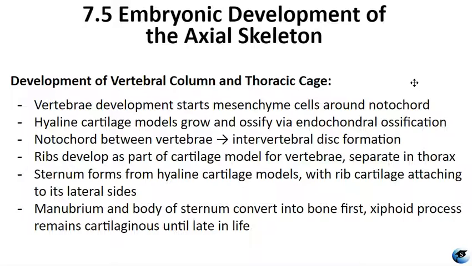While this is happening, the notochord stays in between the developing vertebrae, helping to create the intervertebral discs. Ribs initially grow as part of the cartilage model for each vertebra, but as they develop, they separate and take their place in the chest. As for the sternum, it begins as a model made of hyaline cartilage. The top part, the manubrium, and the main body portion become bone first, and then the bottom part, the xiphoid process, remains cartilaginous until later in life, until about 20 to 25 years of age.